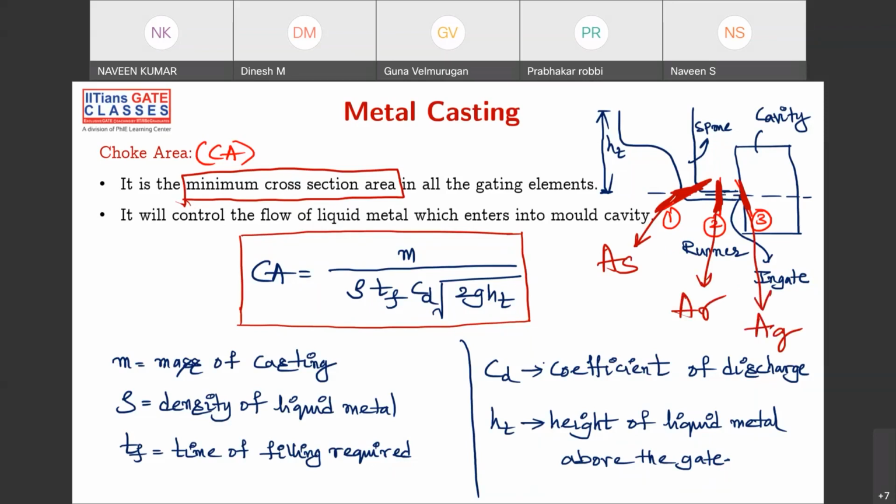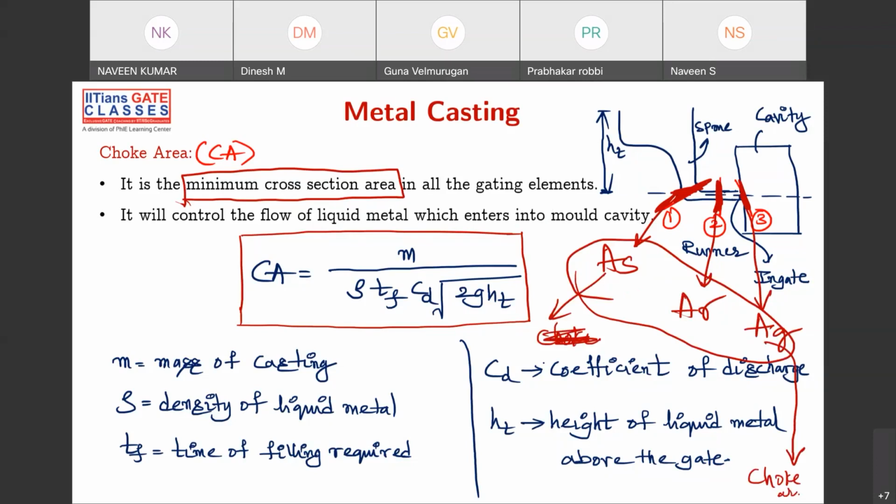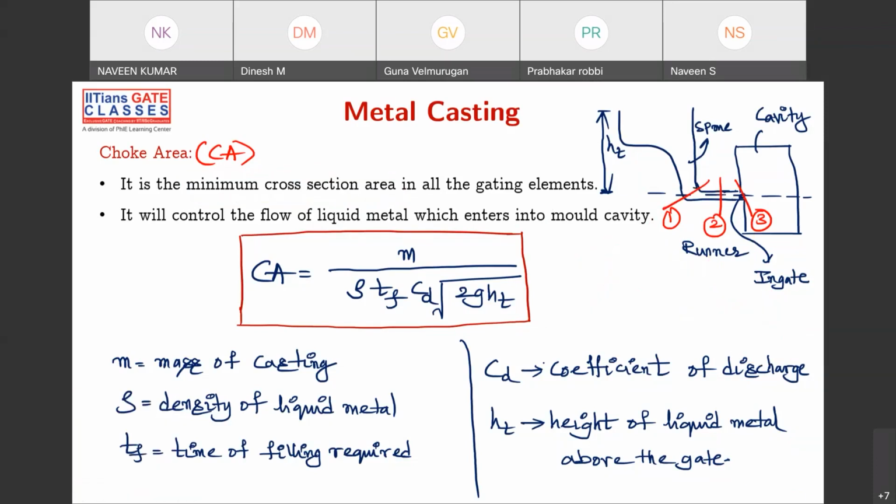Now whichever is minimum out of all these three areas is called the choke area. Let's say if the area of the sprue is minimum of all of these, then this is called the choke area. If the area of the gate is minimum of all of these, then this is called the choke area. Choke area is nothing but where the area is very less. That is the place where choking is happening.